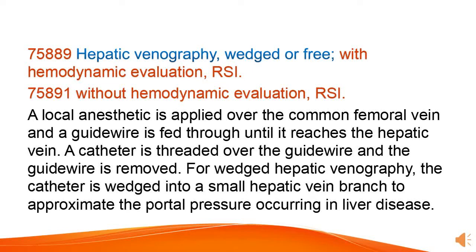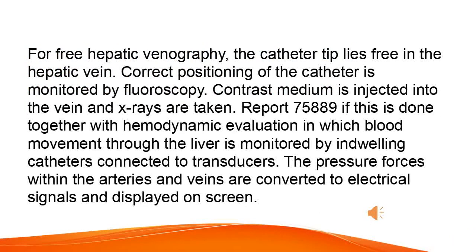For wedged hepatic venography, the catheter is wedged into a small hepatic vein branch to approximate the portal pressure occurring in liver disease. For free hepatic venography, the catheter tip lies free in the hepatic vein. Correct positioning of the catheter is monitored by fluoroscopy. Contrast medium is injected into the vein and X-rays are taken.